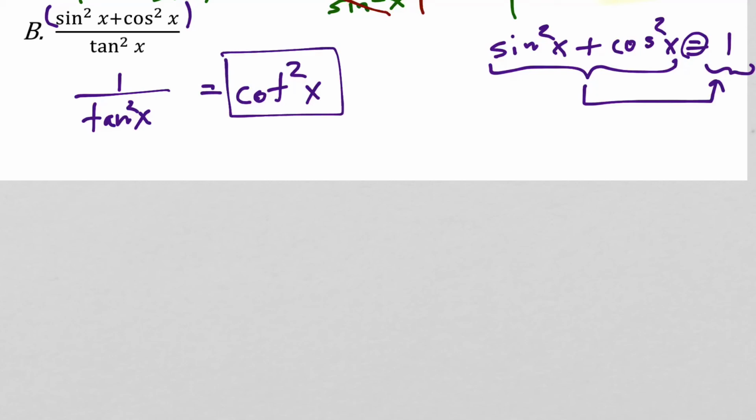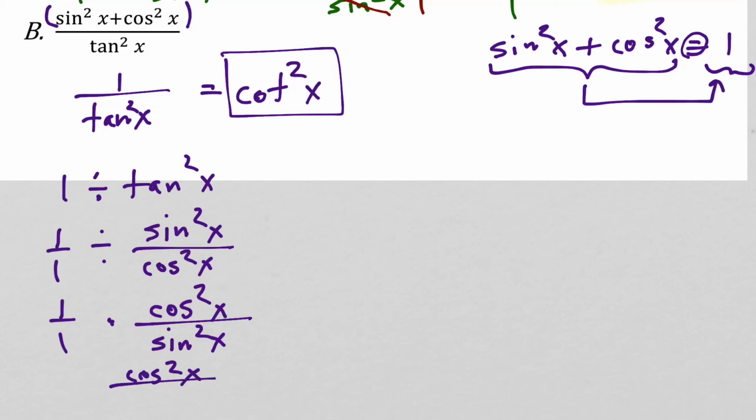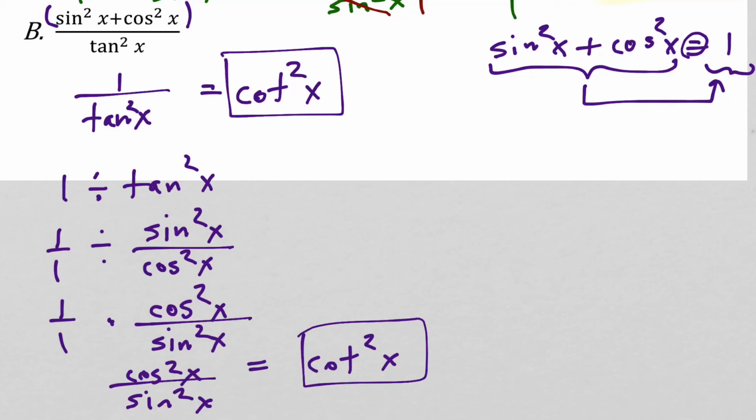Another path would be to say this is 1 divided by the tangent squared of x, and that's the same thing as 1 over the sine squared of x divided by the cosine squared of x, which is the same thing as 1 times the cosine squared of x divided by the sine squared of x, and that's equal to the cosine squared of x over the sine squared of x, and that's equal to the cotangent squared of x. So either path you take, you get to the same place.